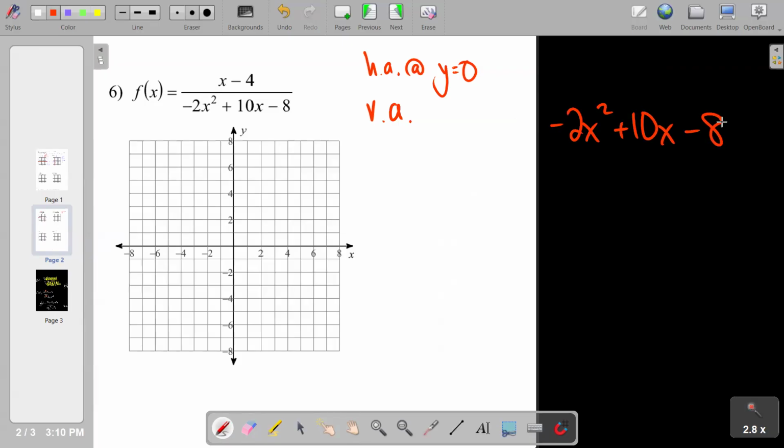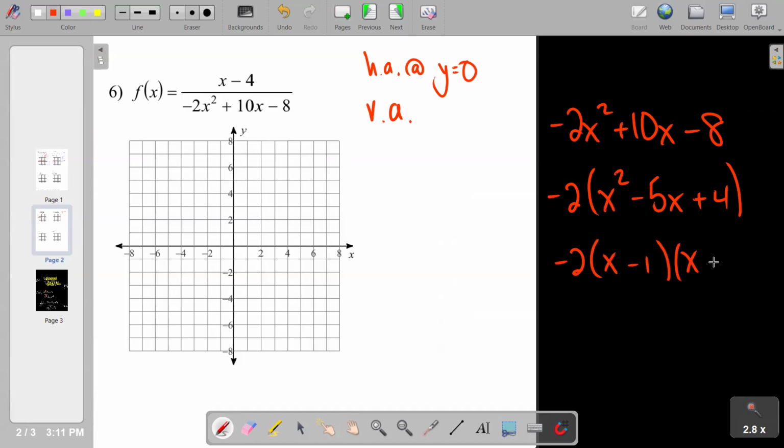What do we do? You pull a negative 2. You should always factor a GCF. And if the leading term is negative, you should always pull that out. You've heard this lecture before. So I'm going to pull out the negative 2, and that's going to leave behind x squared minus 5x plus 4. Everybody agree? Okay. And then I want to factor it one step further and say, okay, so the bottom of this fraction equals negative 2 times x minus 1 times x minus 4.